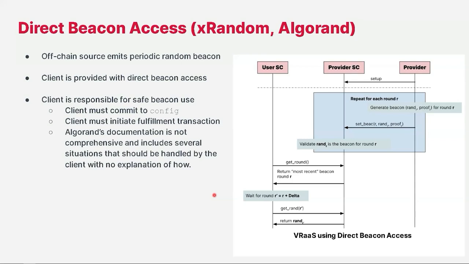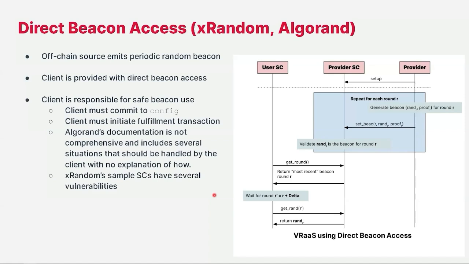And in some instances, Algorand's documentation is not necessarily comprehensive. For instance, they say that in the event that a beacon is missed, it's up to the client to, quote, handle it gracefully. And the issue with that is, how do I know if a beacon is skipped? Maybe it's just a little delayed, and then the future beacon is more beneficial. There are a few issues with this, that it's putting the onus on the client.